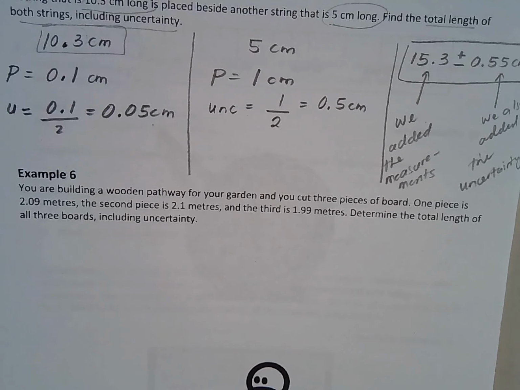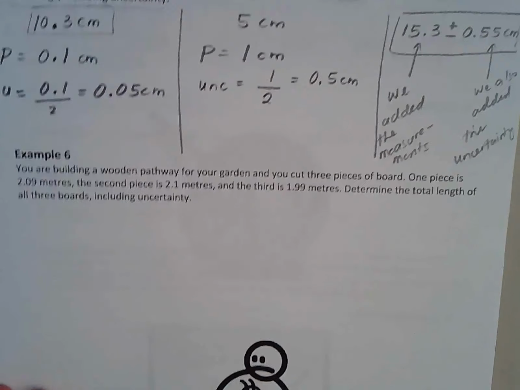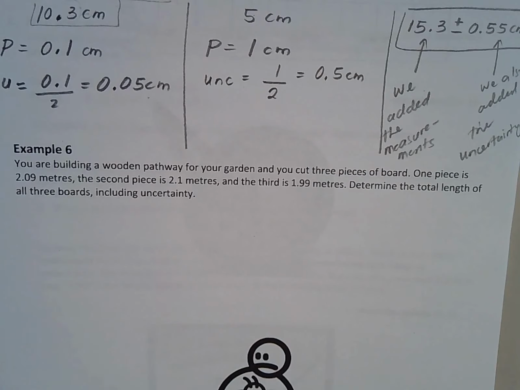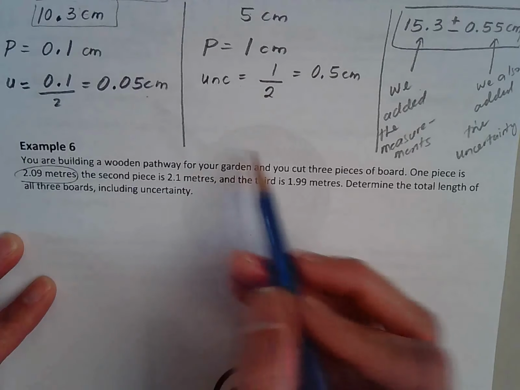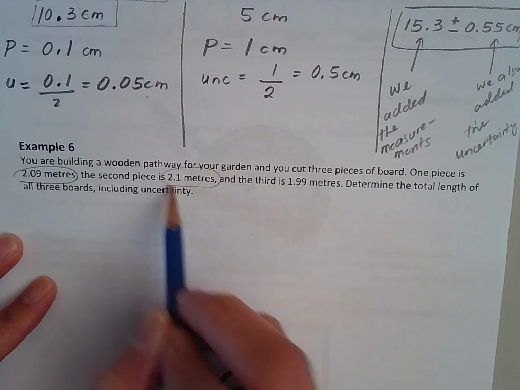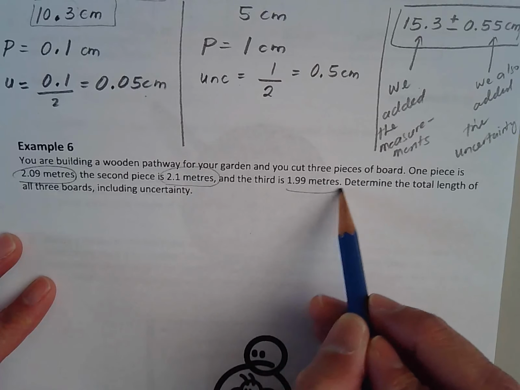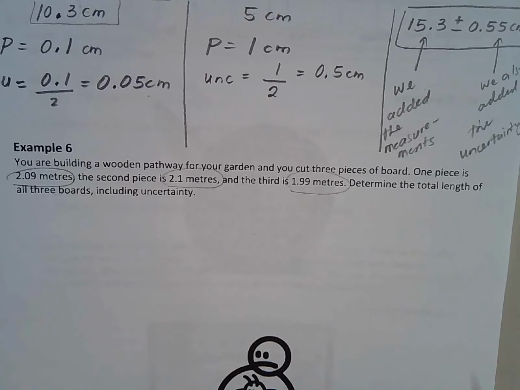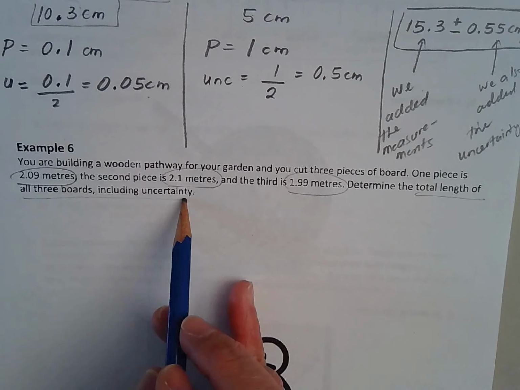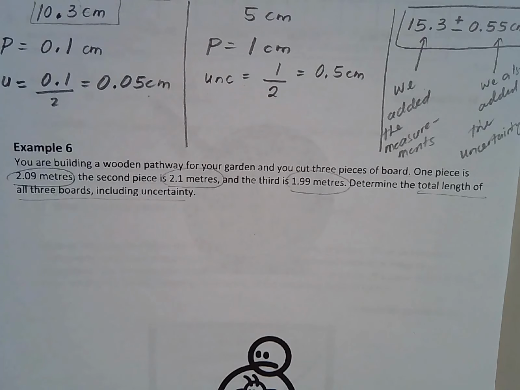We'll finish up example 6. Let's see if we can. So this one here, you are building a wooden pathway for your garden, and you cut 3 pieces of board. One piece is 2.09 meters, the second piece is 2.1 meters, and then the other piece is 1.99 meters. Determine the total length of all 3 boards, including the uncertainty. So we're gonna figure them out individually.